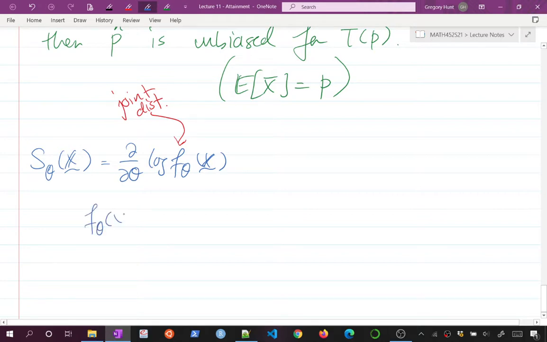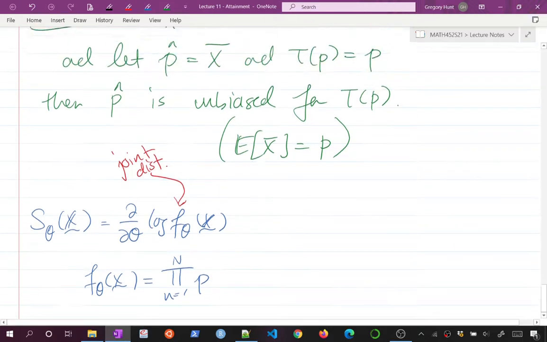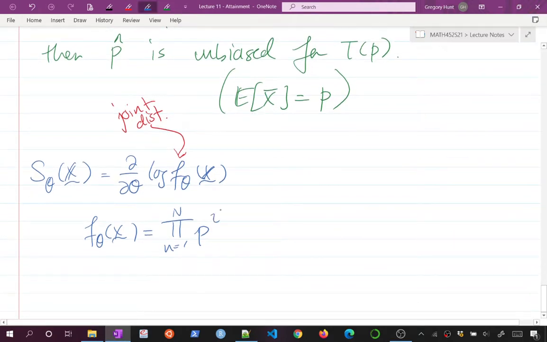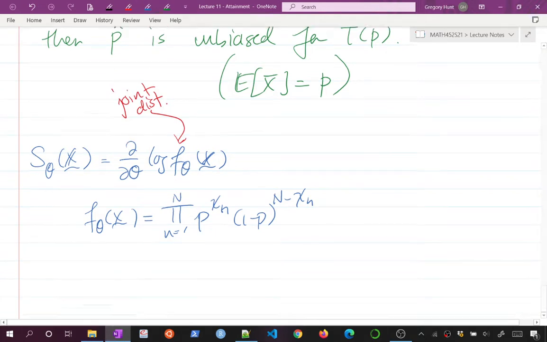So not too bad, right? So f theta of x is the joint, which is the product of the marginals. Each of them is marginally Bernoulli. The PDF for a Bernoulli can be written as p to the xn times 1 minus p to the 1 minus xn. That is one way of writing the PDF of a Bernoulli. Again, I'm going to ignore the indicator function on it. It doesn't depend on the unknown parameter. It's going to go away when we take a derivative, so no big deal.